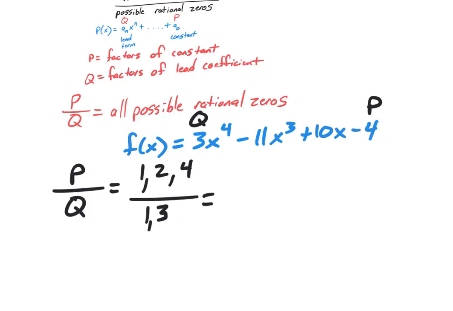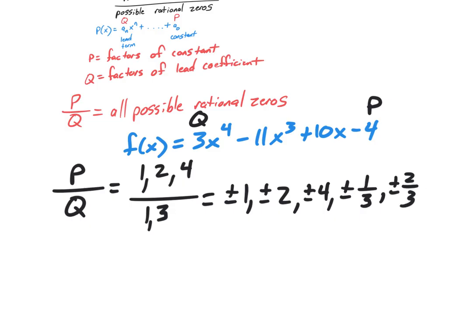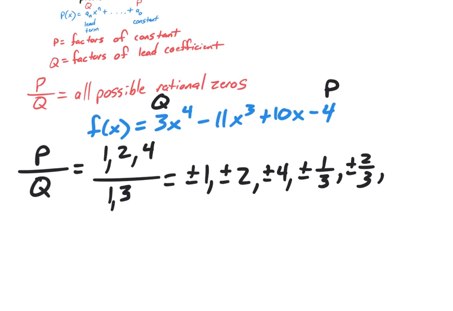So I kind of like to just organize it and say, let's take all of these and divide it by 1, first of all. So if I divide all of those by 1, 1 divided by 1 is 1, but we're going to put plus or minus on our answer. And then 2 divided by 1. And then 4 divided by 1. And then we're going to take all those numbers and we're going to divide them by 3. So we're going to go 1 divided by 3. 2 divided by 3. And 4 divided by 3.